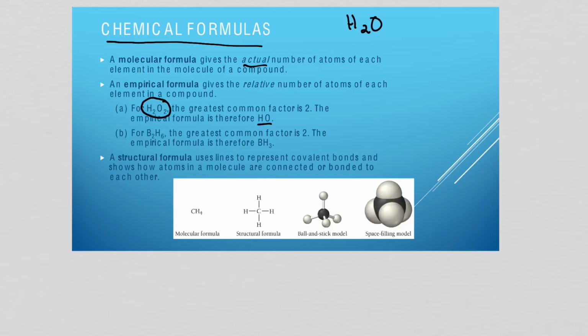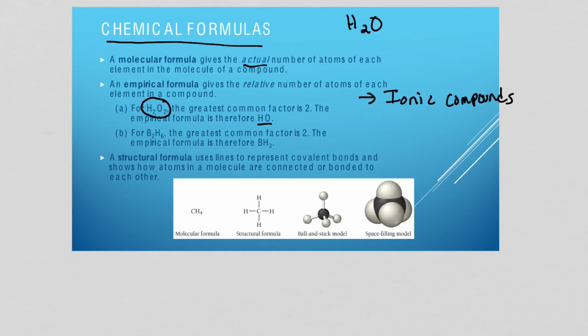Now, one place where empirical formulas become important is when we deal with what we call ionic compounds, which we'll talk about here in a second. And it is the empirical formula of these ionic compounds that we use to represent them.